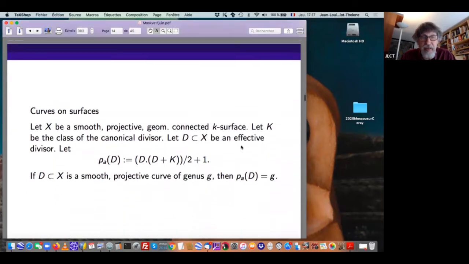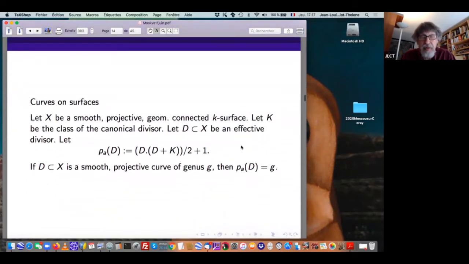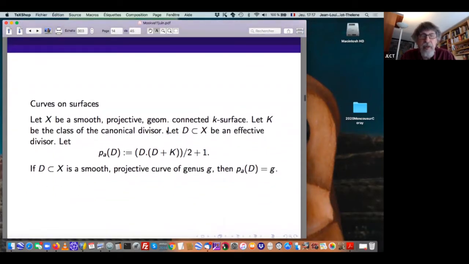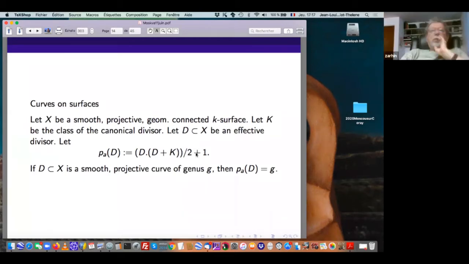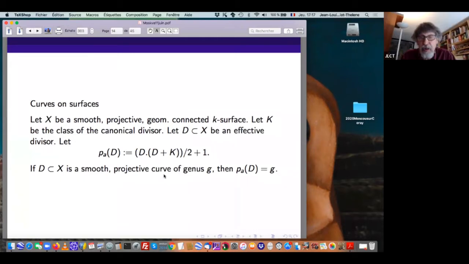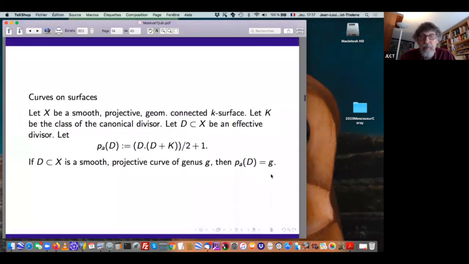Now let's discuss surfaces, because that's what we're going to look at, curves and surfaces. So we take a nice surface X, smooth, projective, geometrically connected. Let capital K be the class of a canonical divisor. There will not be confusion with field extension, don't worry. And if you take D, an effective divisor on X, you define the arithmetic genus formally by the formula p_a(D) = D times (D plus K) over 2, plus 1. Okay. And if D is a smooth projective curve of genus g, geometrically connected, then p_a(D) is actually the genus of that curve.